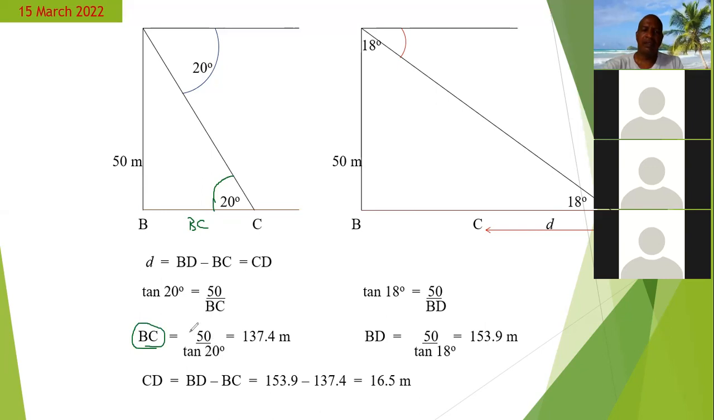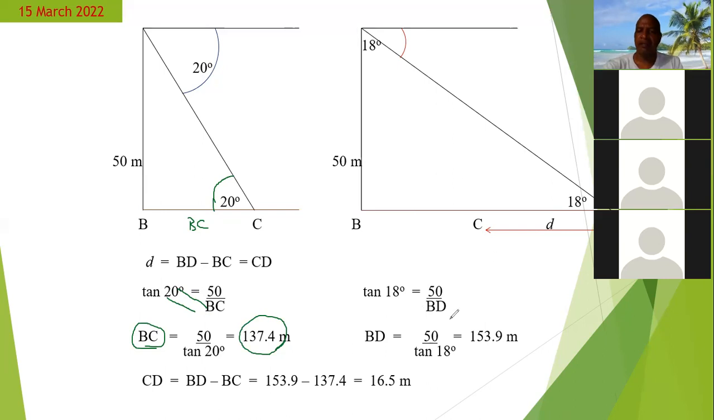From the smaller triangle, calculating BC, we get BC equal to 50 divided by tan 20. You could just walk through the process. So tan 20 is equal to 50 over BC. You bring up BC, bring down tan 20. So you get 50 over tan 20. Do that calculation with your calculator, you get BC equal to that.